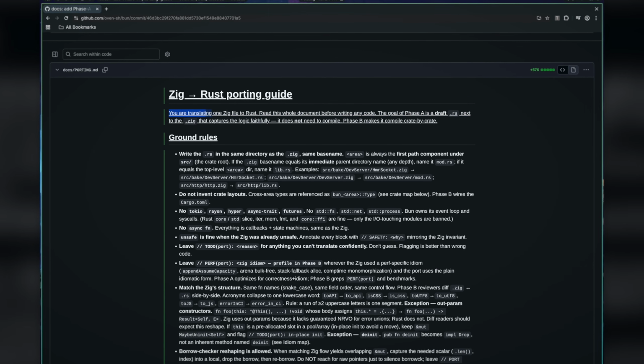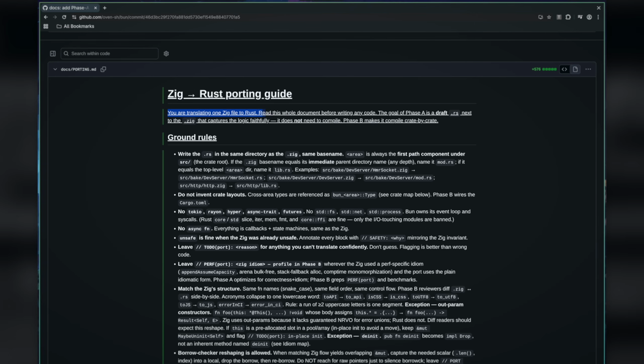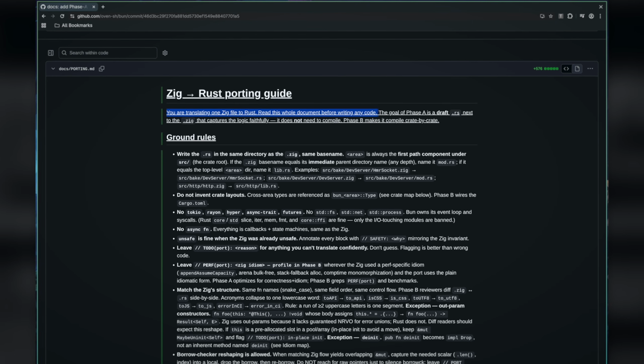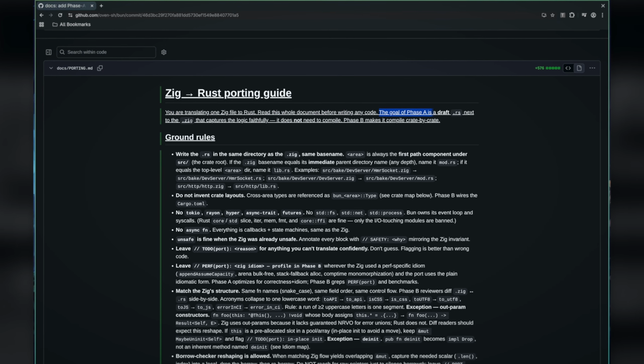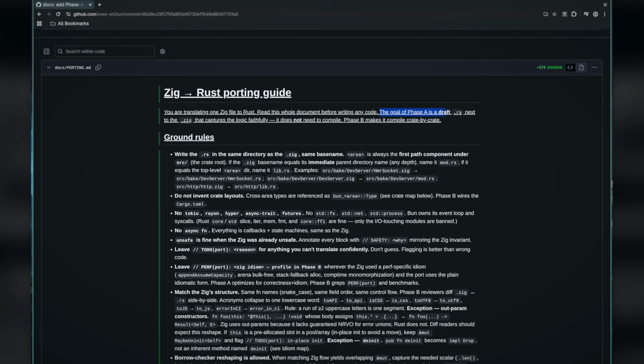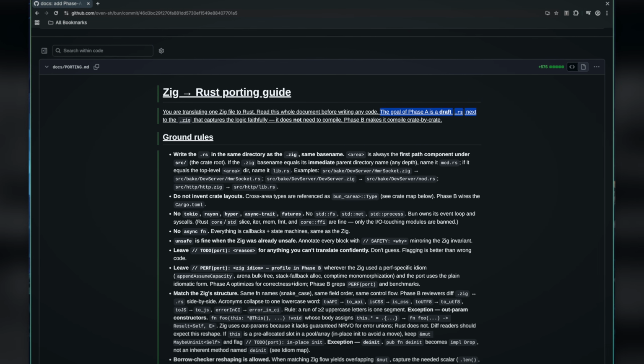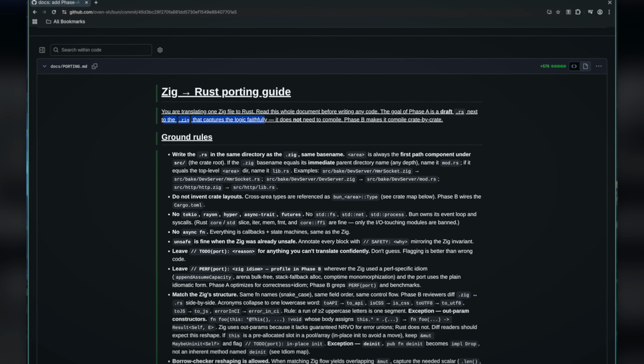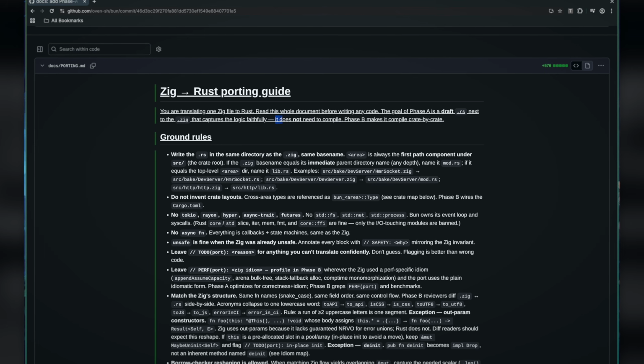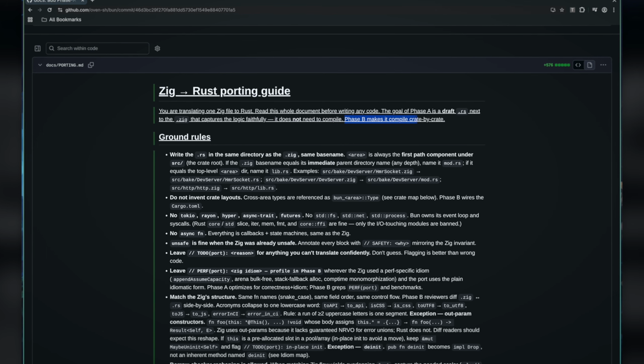You are translating one Zig file to Rust. Read this whole document before writing any code. The goal of phase A, this is phase A of the port, is a draft .rs file next to the Zig file that captures the logic faithfully. It does not need to compile. Phase B makes it compile crate by crate. So this means that they're not going to be using the best Rust practices. This is a faithful port, one-to-one, or at least as close as they can get.